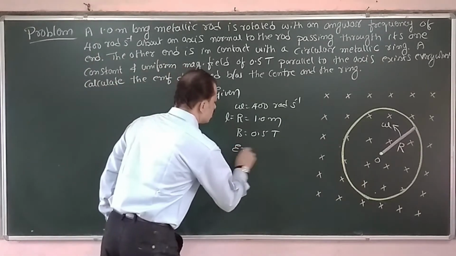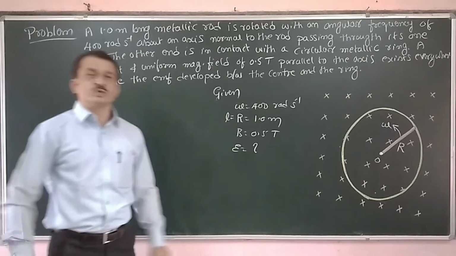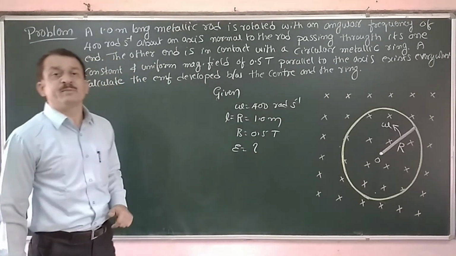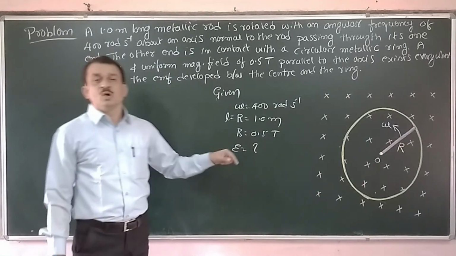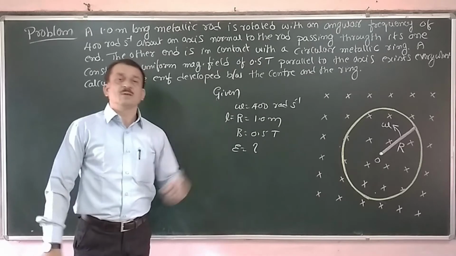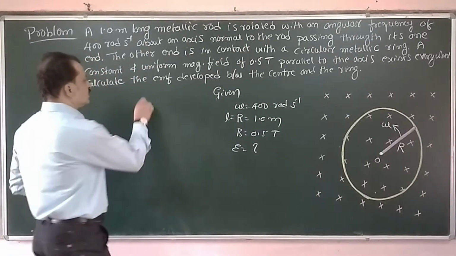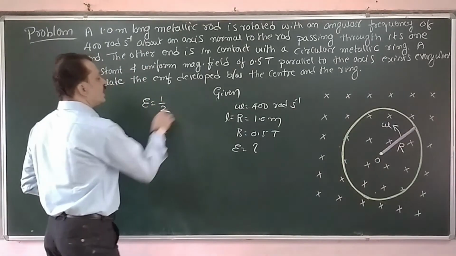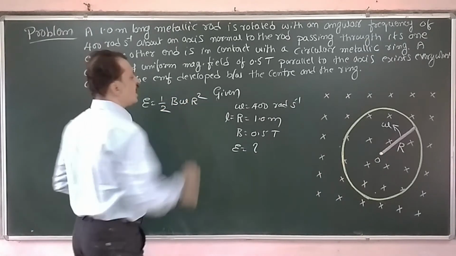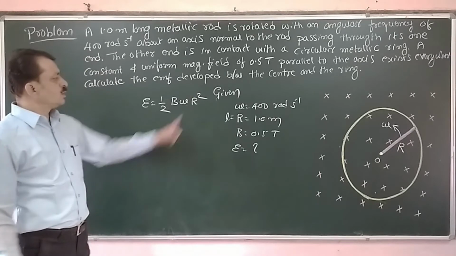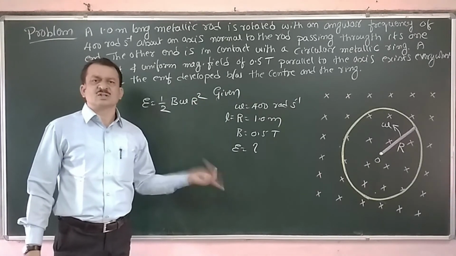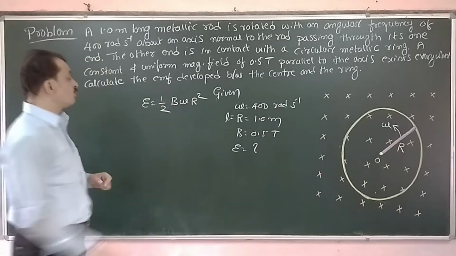Simply we will work out what is the EMF induced. In theory, while studying motional EMF, we have derived the EMF developed in the case of rotational motion of that metallic rod. The EMF induced is given by half B omega R square. If you take L, it is L square; if you take R, it becomes R square. This we have already derived.